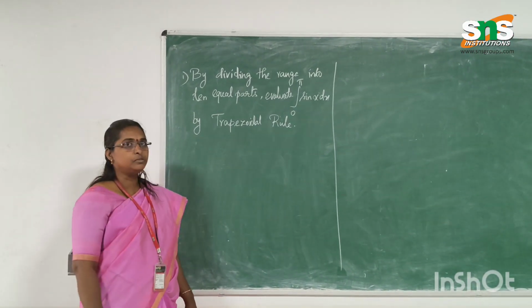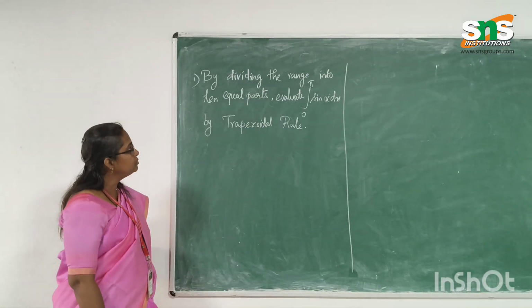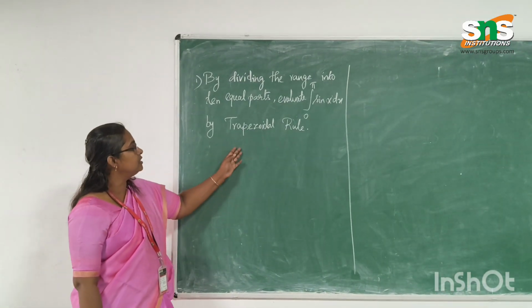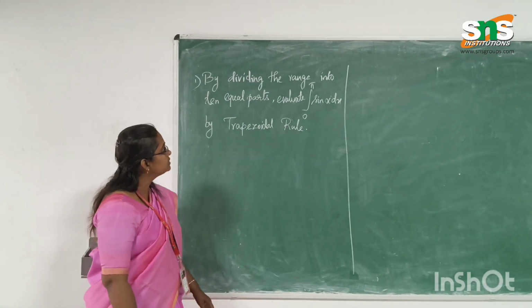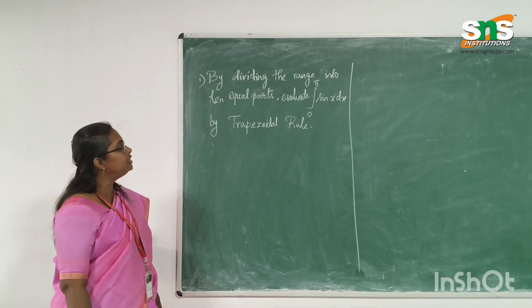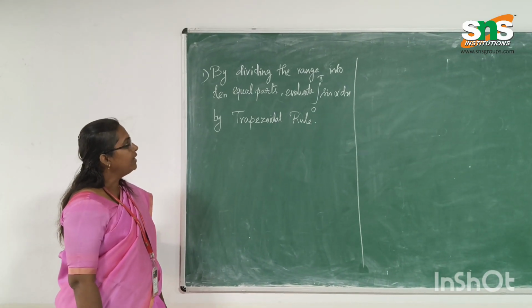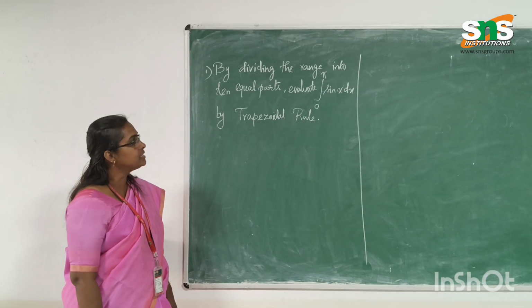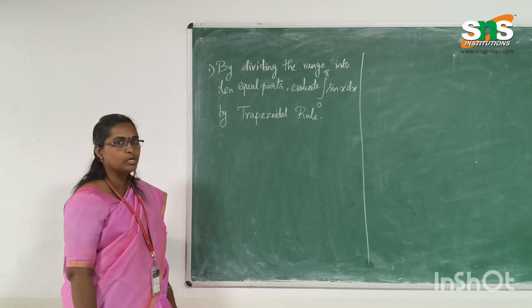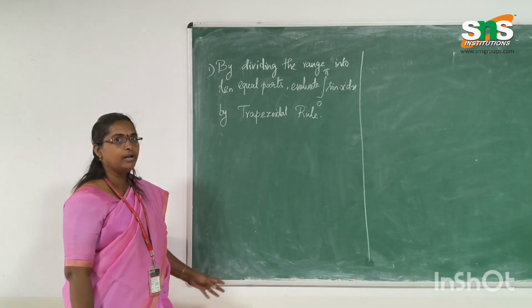Today I am going to discuss numerical integration, specifically the trapezoidal rule. Our sum is: by dividing the range into 10 equal parts, evaluate the integral from 0 to pi of sin x dx by the trapezoidal rule. This is the sum we are going to evaluate now.